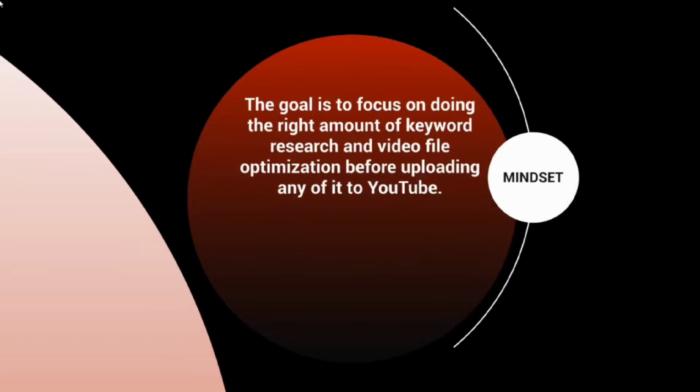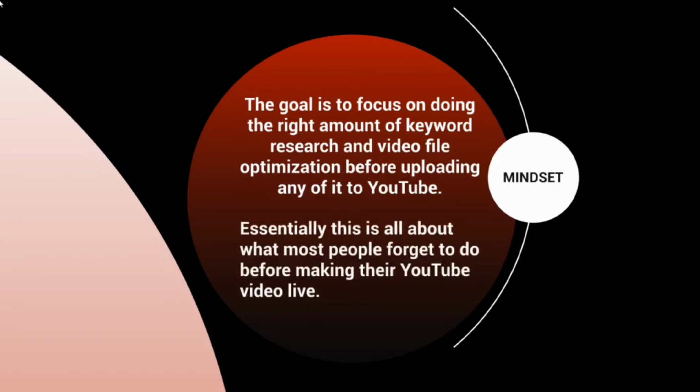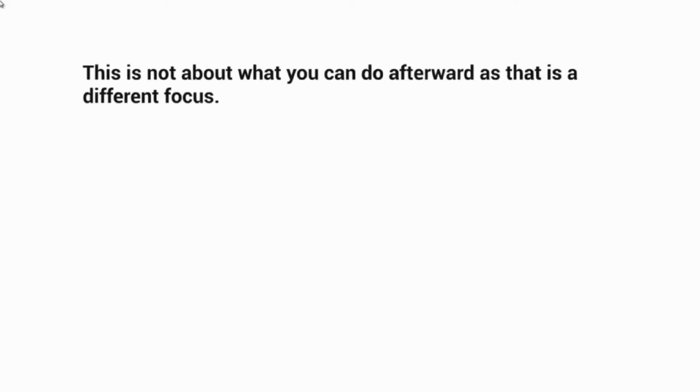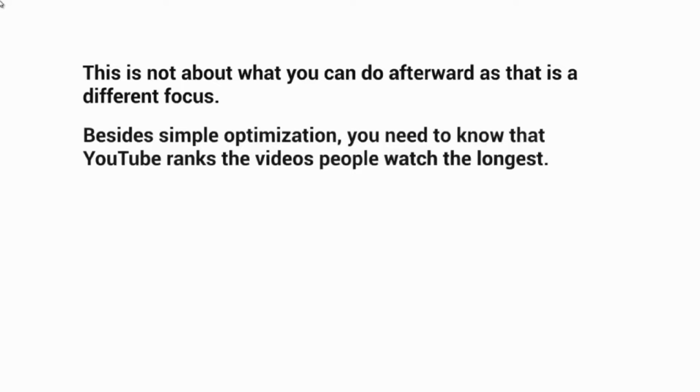I want to first start out by saying the goal is to focus on doing the right amount of keyword research and video file automation before actually uploading any of it to YouTube. So essentially this is all about what most people forget about doing before making their YouTube video live. Because if you think about it, most people think about, okay, what do I do after I upload this video? They don't really think about what they have to do before making it live. So this is not about what you can do afterwards, as that is a totally different focus, but rather before.